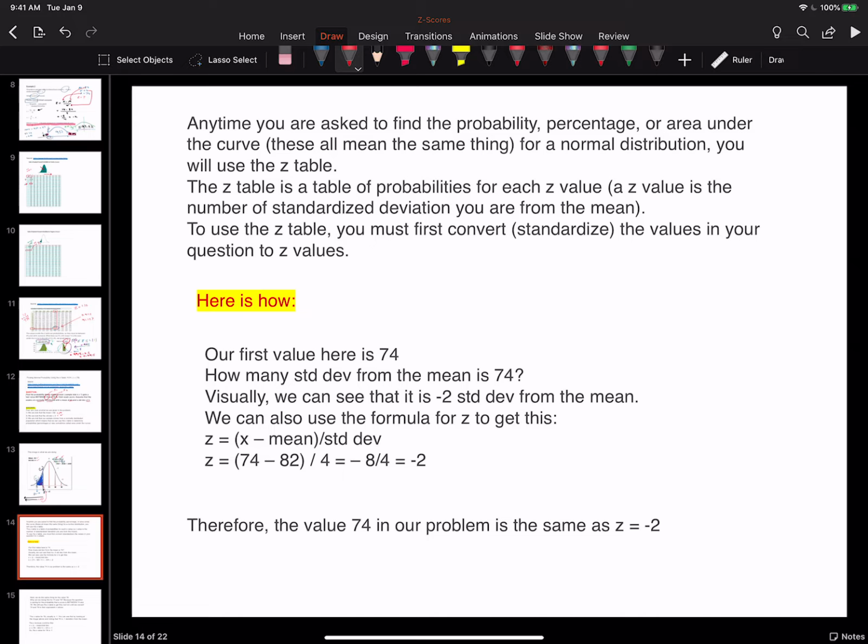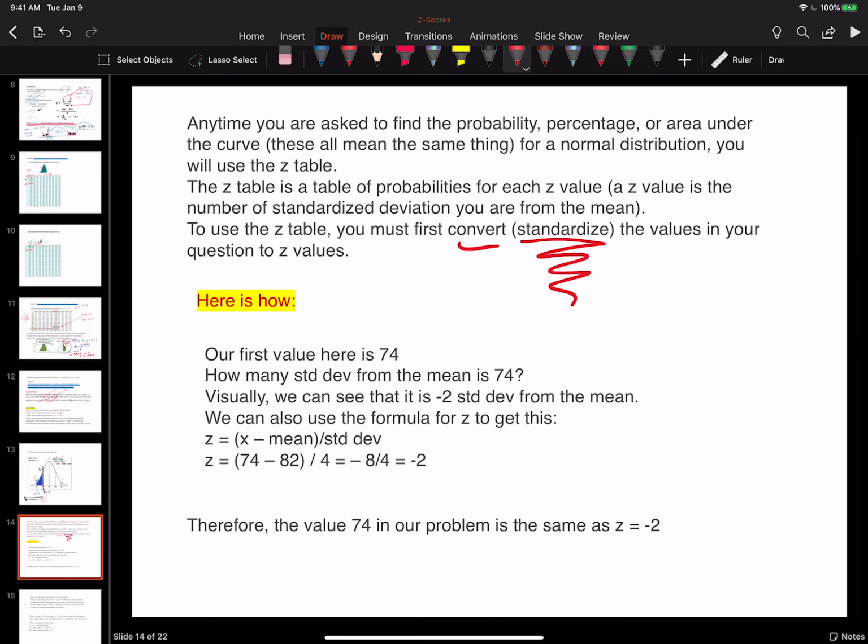Anytime you are asked to find the probability, percentage, or area under the curve, these all mean the same thing. For a normal distribution, you will use a z-table. The z-table is a table of probabilities for each z-value. A z-value is the number of standard deviations you are from the mean. To use the z-table, you must first convert, that means standardize. When you convert x's to z's, this is a term that we always use, standardize the values in your question to z values.